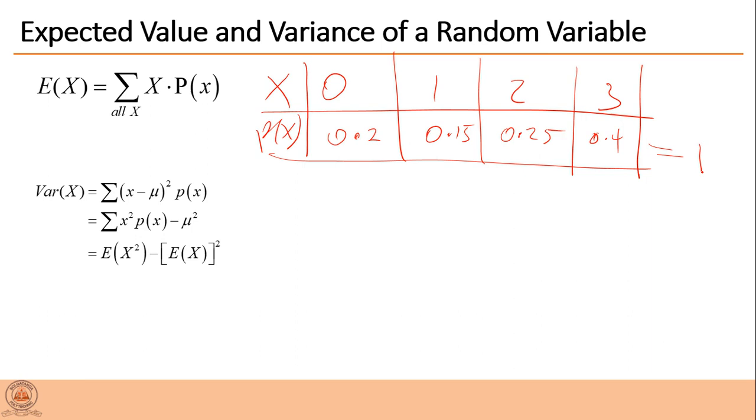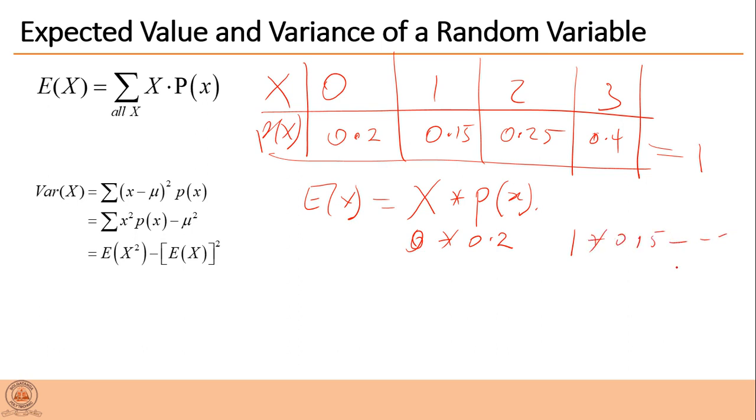So expected value says that we take a random variable and multiply it by its probability value. In this case, we are going to have 0 multiplied by 0.2. That is for the first one, and the second one is 1 multiplied by 0.5. We do it like that until the last one, 0.4. Now, these are individual values.